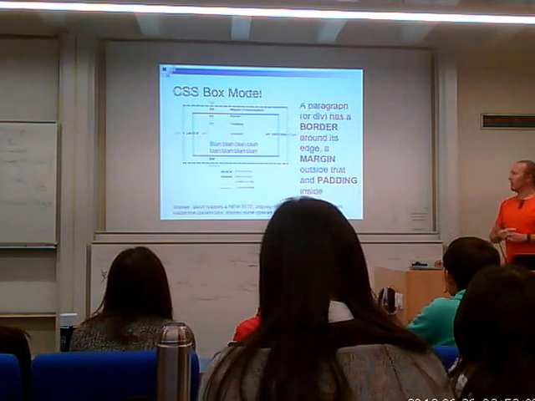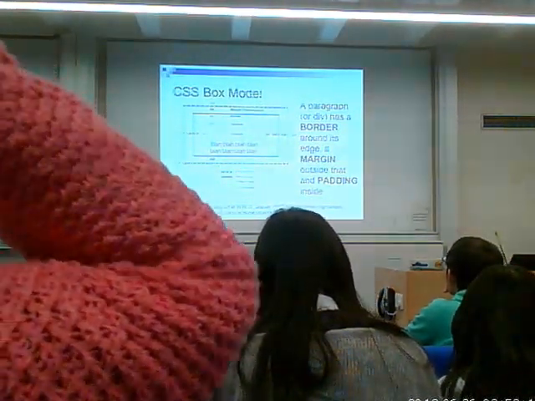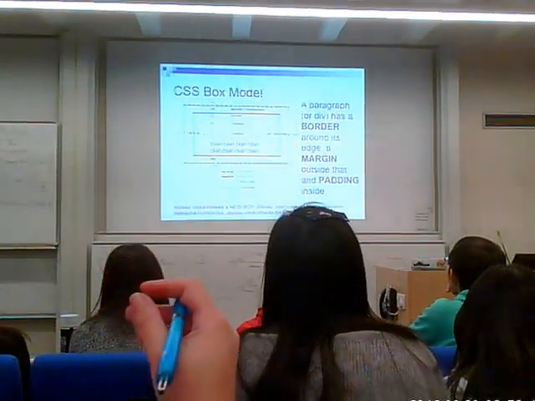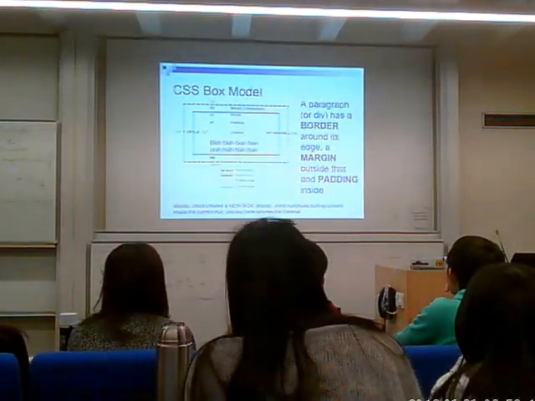Now, the box model defines these three different parts of the area surrounding your content, so whether that be text or an image or a video or so on.